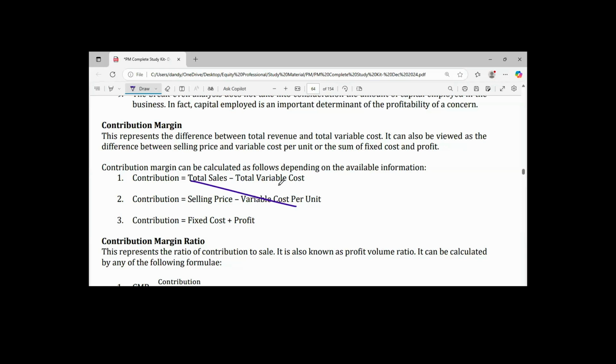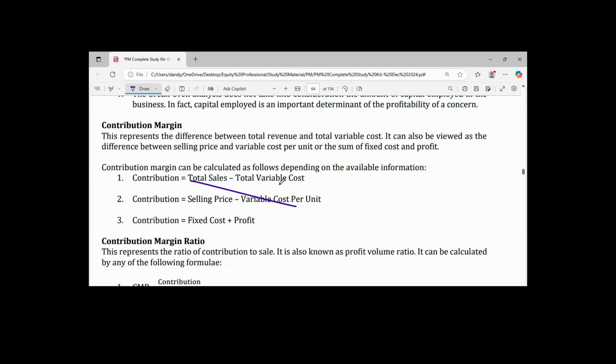So, depending on the information available, contribution can be calculated as total sales minus total variable cost. That is one. If in the question you are given selling price and variable cost per unit, then contribution per unit is selling price minus variable cost per unit. It is also possible that in the question you are not given sales or selling price and you want to determine contribution. The examiner can give you fixed cost and profits. If that happens, then contribution will be the addition of fixed costs and profits. So that will give you the contribution you are looking for.